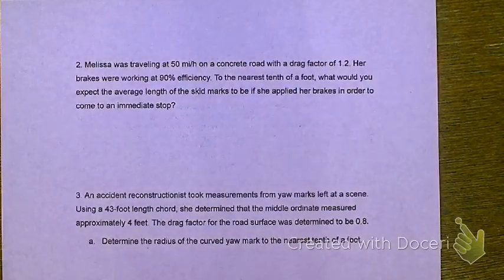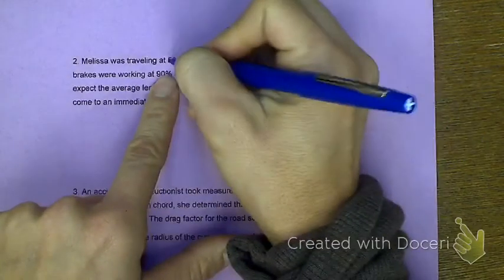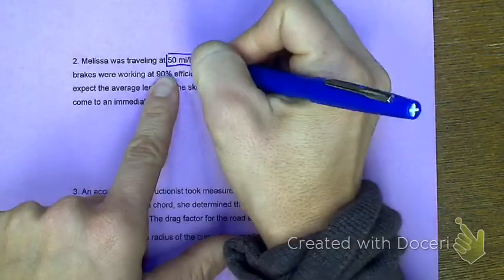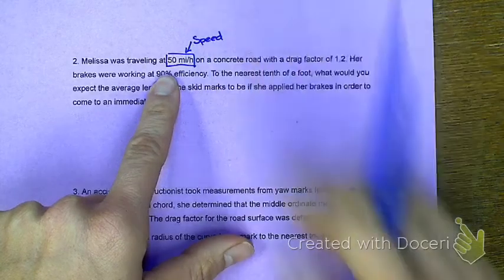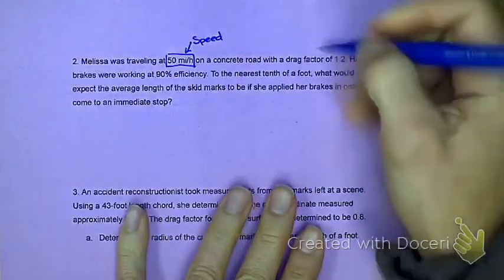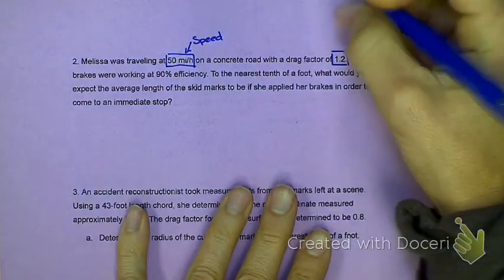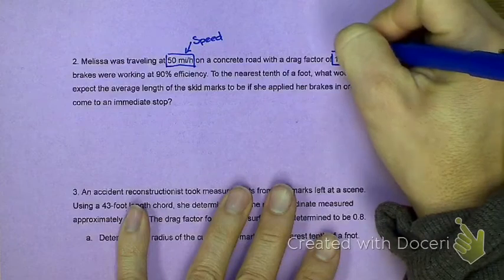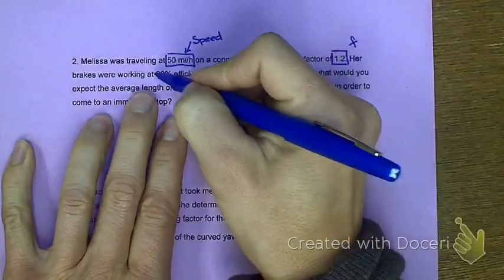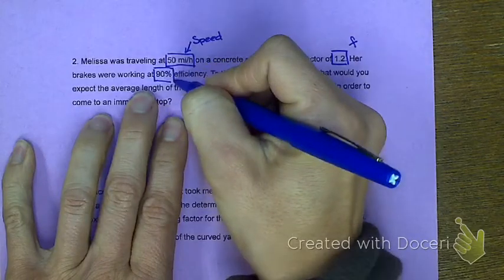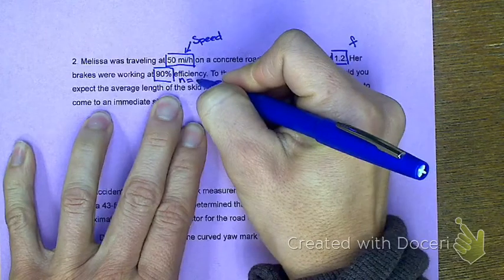Question number two says Melissa was traveling at 50 miles per hour. So it's actually giving us her speed. This is our actual speed, which is 50 miles per hour. Okay, on a concrete road with a drag factor of 1.2. So 1.2 is going to be our value for F, which is our drag factor. Her brakes were working at 90% efficiency. So this is going to be our N value, but we're going to use moving the decimal 2 places. So N equals 0.90.